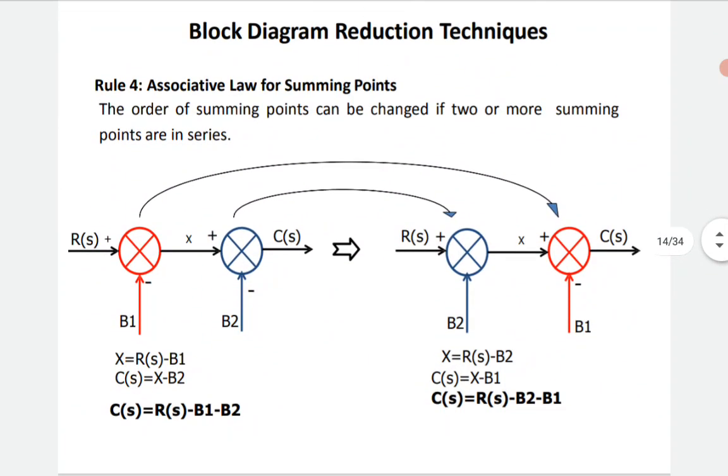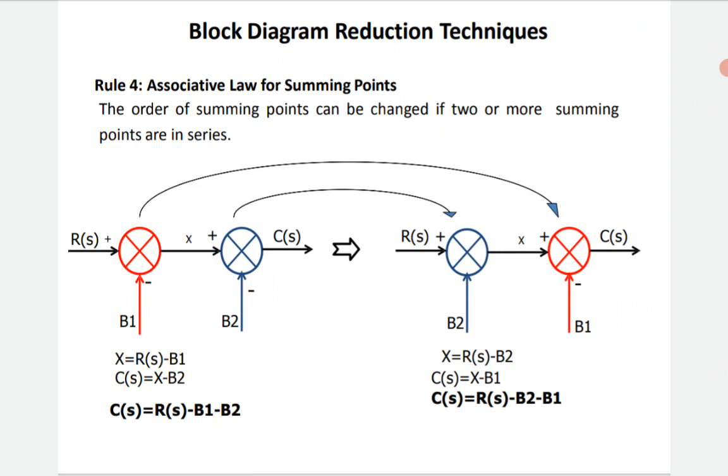Now the block diagram reduction technique, where the summing point associativity law will be maintained. Here, if I am shifting summing points from one place to another place, what will happen? Two summing points are highlighted, one in red color, another in blue color. R of S is the actual input, the red summing point has another input B1 externally applied where the gain is negative, and the red summing point generates the output X, that is R of S minus B1.